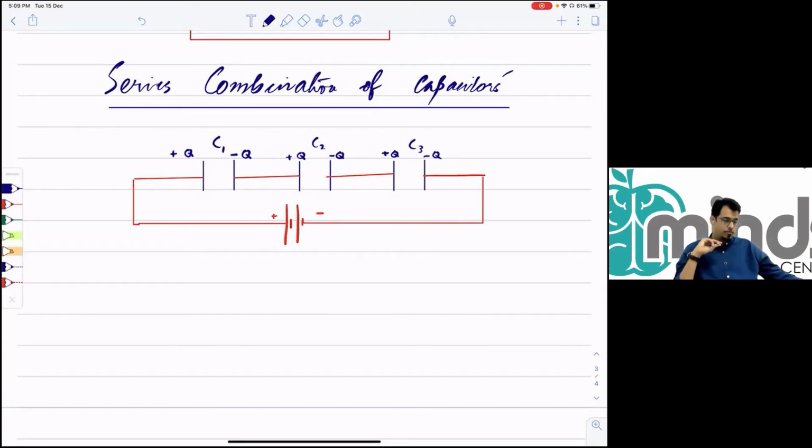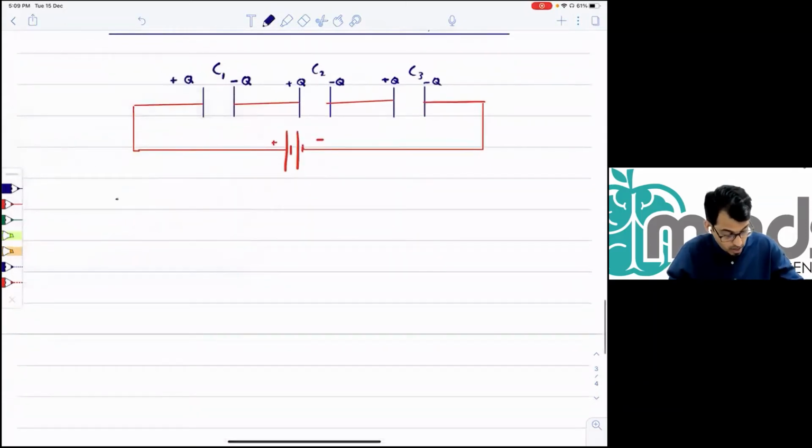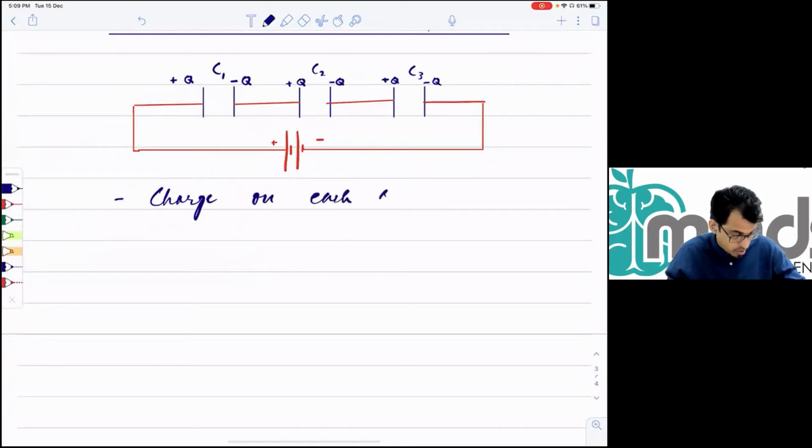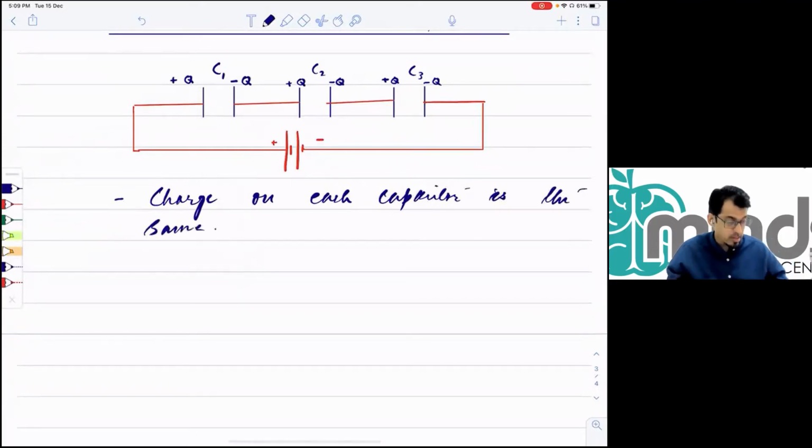Yes, it is right or wrong? Yes. That all the capacitors will receive same amount of charge. So it is right. In series combination, charge on each capacitor is the same. Charge on each capacitor is the same. Now, if charge is same, then voltage is divided.